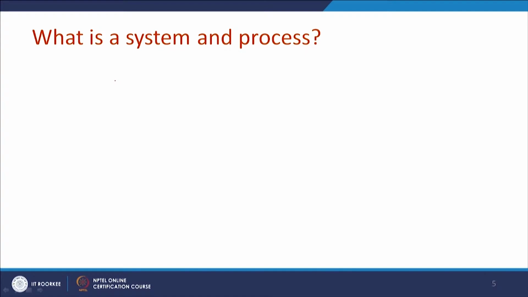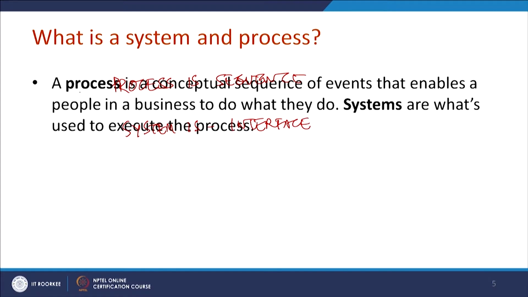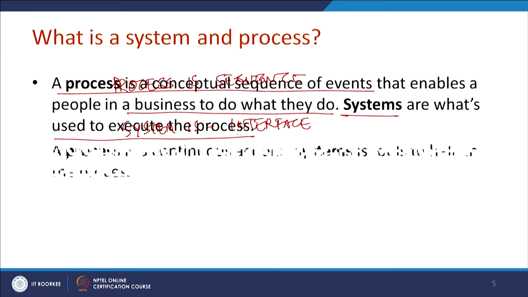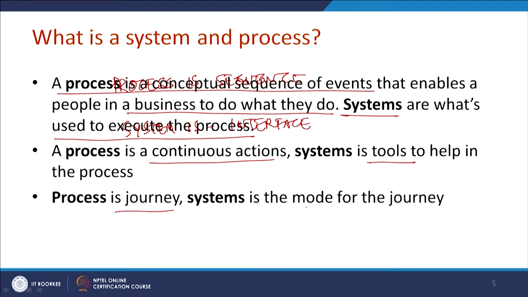So, basically process is the sequence, and system is basically the interface, as I discussed with you, with the process. So, therefore, you can see the process is a conceptual sequence of events that enables the people in business to do what they want to do, and systems are what they use to execute the process, that means the interface. Next, the process is a continuous action and system is a tool to help in the process. Next, process is a journey and system is the mode of the journey.